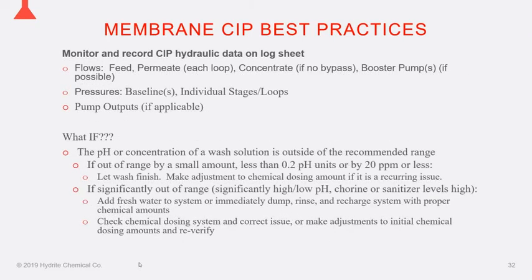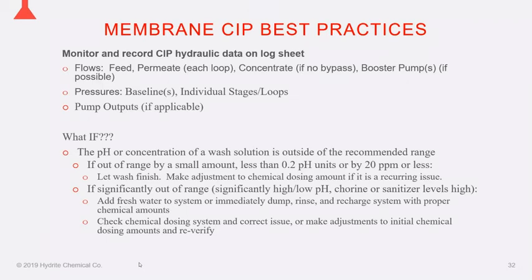Final best practices sheet has to do with monitoring not only your chemical data and adding that on the log sheet, but also your CIP hydraulic data. So you also, during CIP, want to know your flows, your feed flow, permeate flow of each loop, and your concentrate flow. But keep in mind that a lot of times there might be a bypass valve that bypasses the concentrate flow meter and concentrate valve to get more CIP flow, in which case your concentrate flow would be meaningless, so why mark it down?